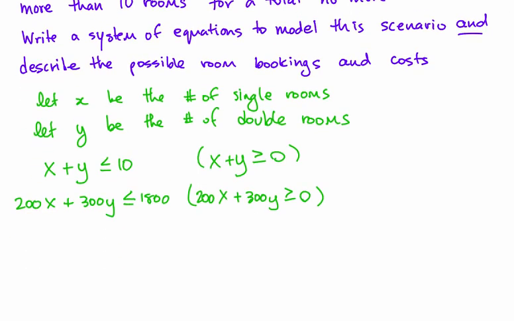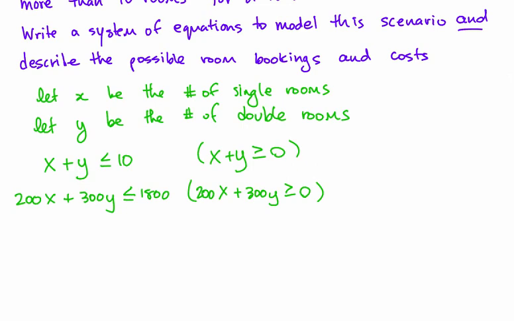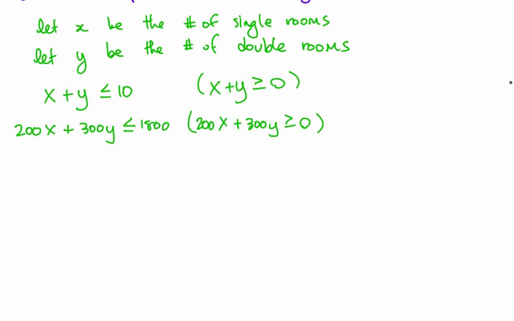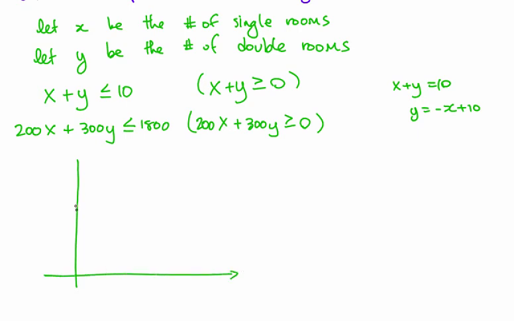Let's take a look and see what that might look like graphically. So I'll just move this down a bit. So x plus y is less than or equal to 10. X plus y equals 10 would be y equals negative x plus 10. And if I graphed that, I would have a y-intercept of 10, which I'll put, say, here, and a slope of negative 1, and it would go down this way to here. That would be 10 as well.